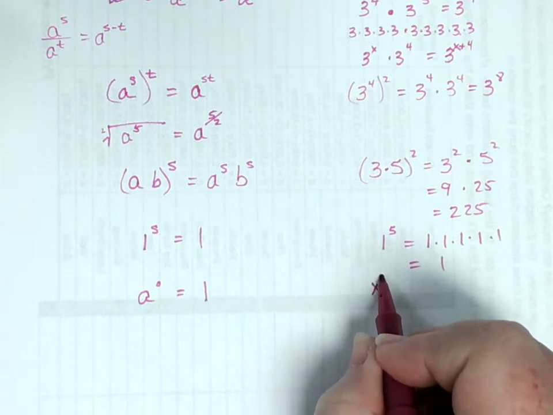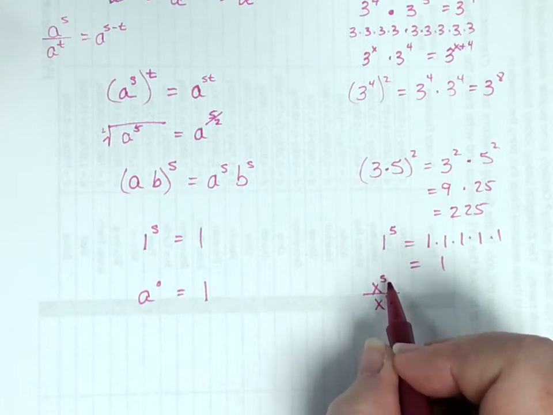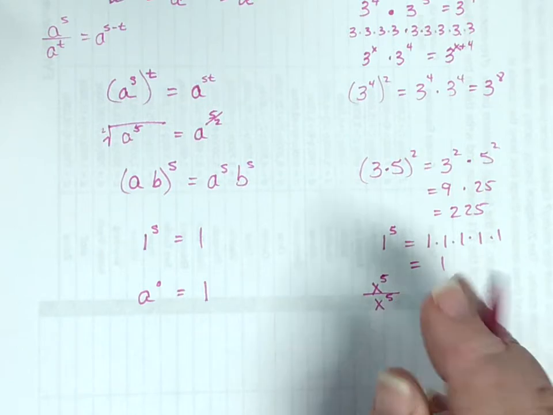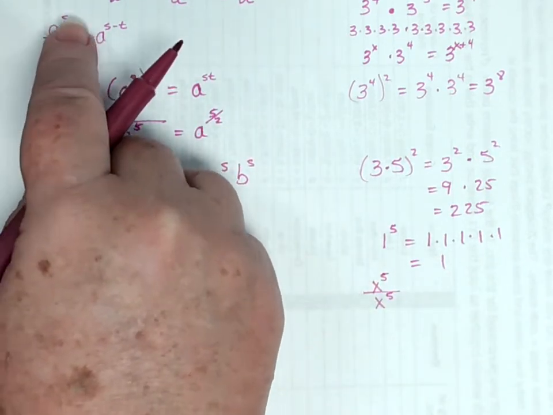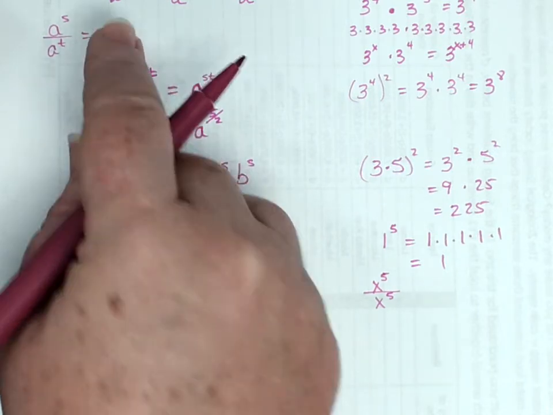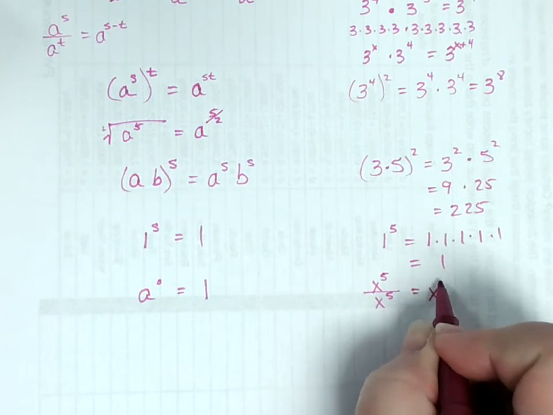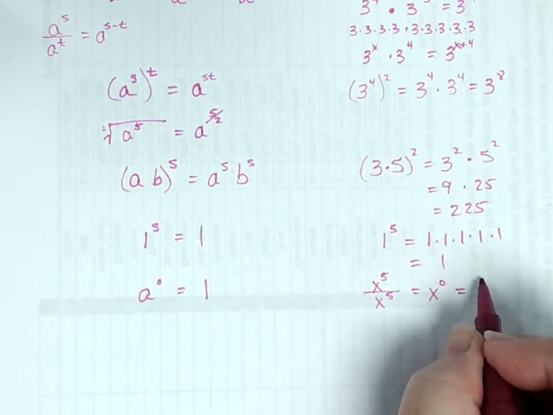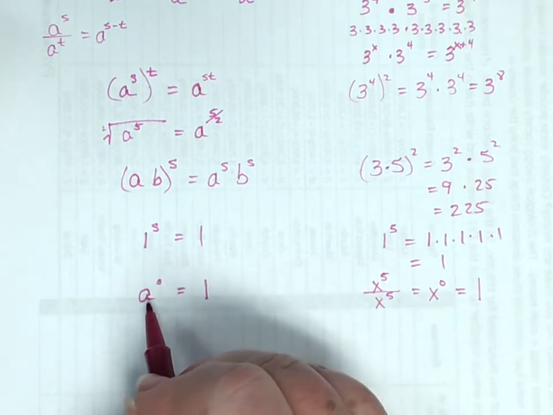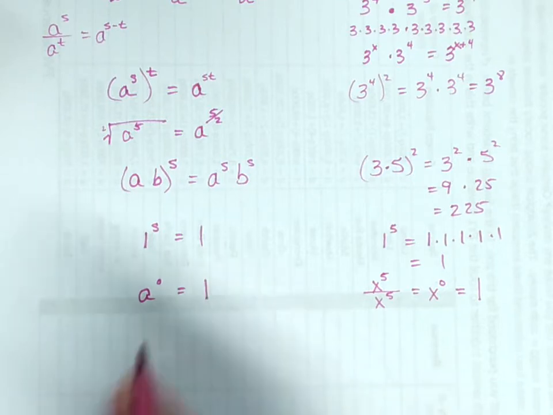If I have x to the 5th divided by x to the 5th, well, we know that's equal to the number 1 because anything divided by itself is equal to 1. But let's back up with this idea that I could now subtract those exponents, s minus t. So let me do 5 minus 5. That would equal x to the 0 power, which is also equal to 1. So like I said, any number, no matter what it is, if I raise it to the 0 power, is equal to the number 1.